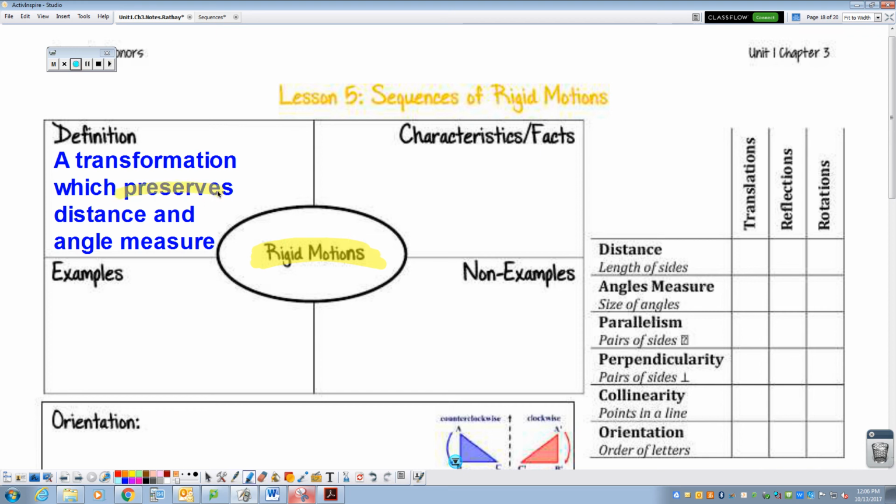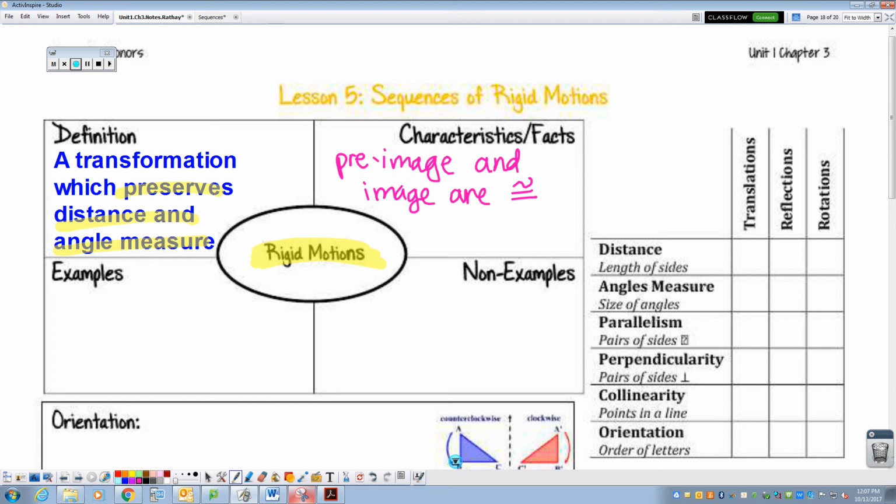And what that means is the image and the pre-image, they're the same shape, they're the same size. But this is a better use of vocab. Facts about this: the pre-image and the image are congruent. And that's all we've studied so far. When we reflect something, it stays the same shape and size. If we rotate it, if we translate it, the pre-image and image have always been congruent for us.